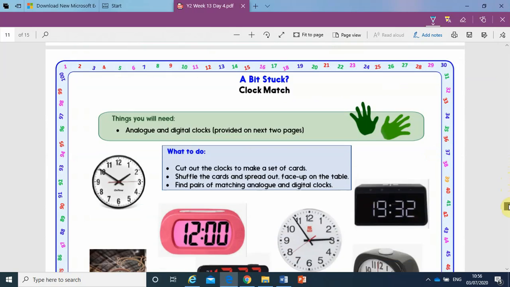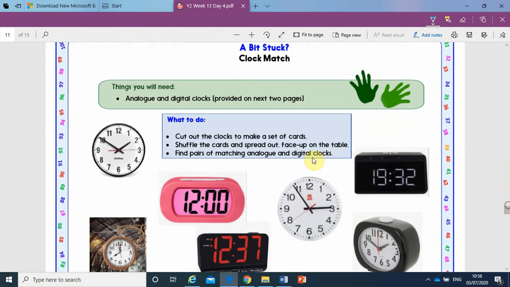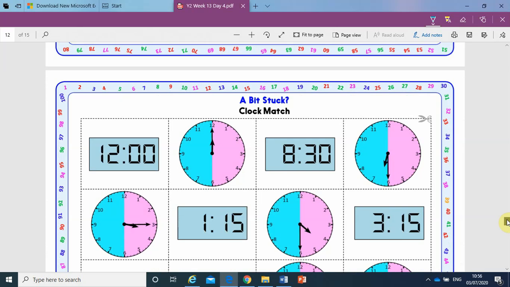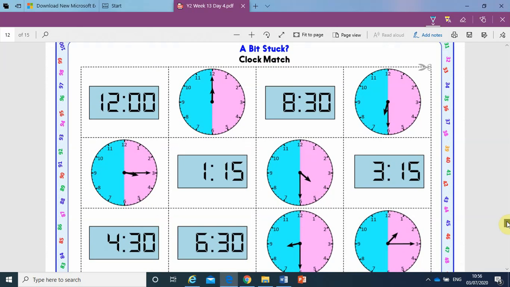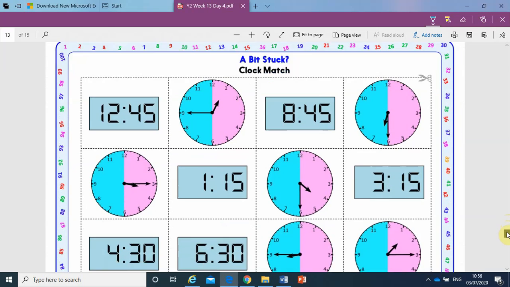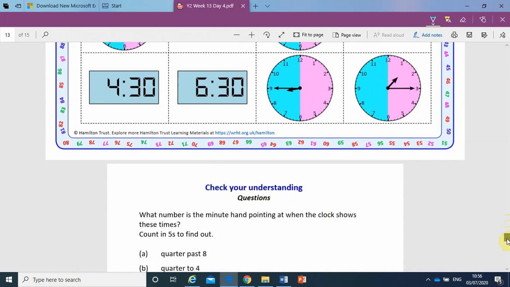There's some answers. If you're a little bit stuck, no problem. Analog and digital clocks, and there's some on the next page. Cut out the clocks, make a new set of cards, shuffle them and spread them out, face up on the table, find pairs of matching. Okay, so there's some clocks. What can you do to match them up? Loads of fun for you to do there. Get somebody to check it if you're unsure.